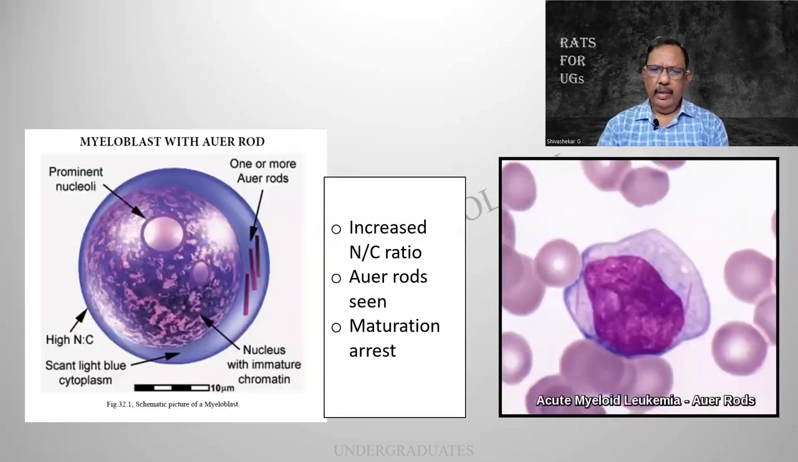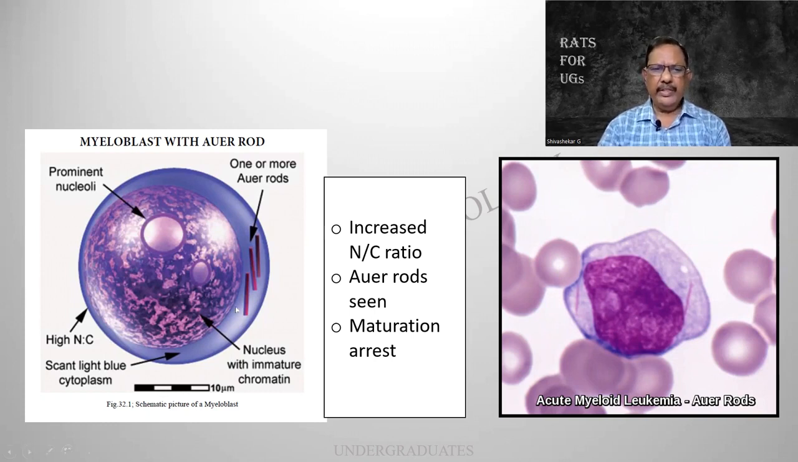This is important. Initially, I will be showing you the blast. Now, as I mentioned earlier, the neutrophilic series will be having the myeloblast, promyelocyte, myelocyte, metamyelocyte, staff form, and the mature neutrophil. In acute leukemia, the first letter is A. A means arrest, maturation arrest. So what we will be seeing is predominantly immature cells, particularly the myeloblast. Beyond the promyelocyte, we will not be able to see. So this is called maturation arrest.